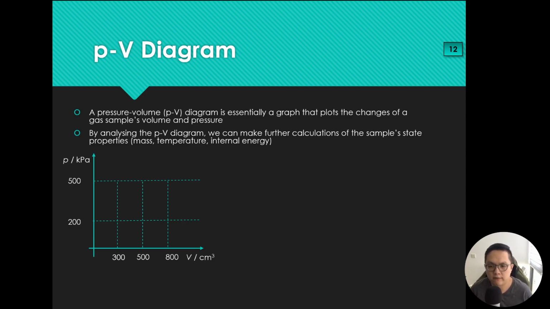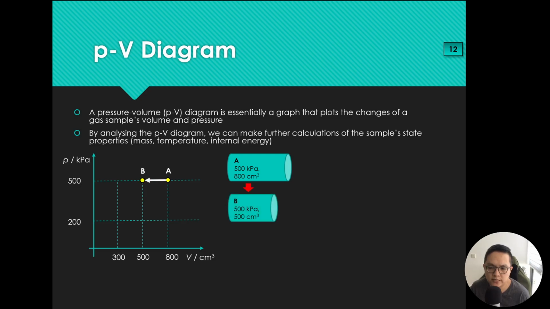First we have a sample of gas. So we have this gas at 500 kilopascal, 800 cm cube. So we plot it according to its position. This sample is at 500 kilopascal, so it's here. 800 cm cube will be here. Next we're going to compress the gas at a constant pressure of 500 kilopascal down to 500 cm cube. So 500 kilopascal is still here, 500 cm cube is here.